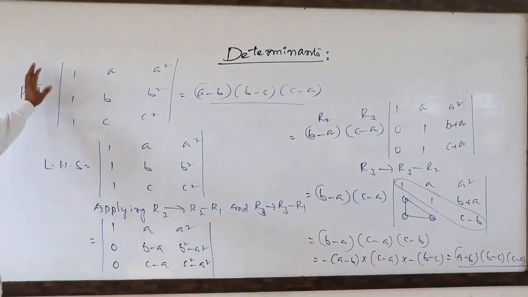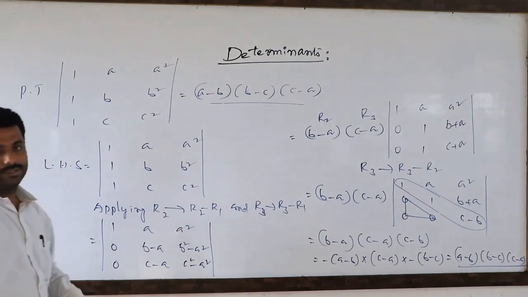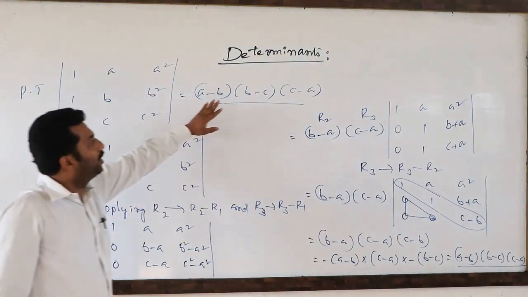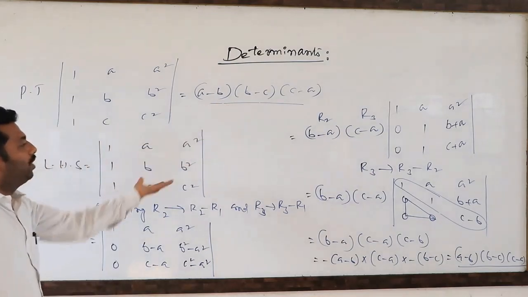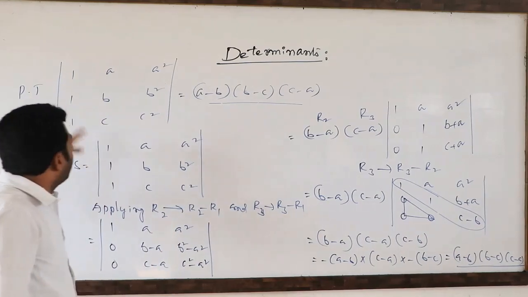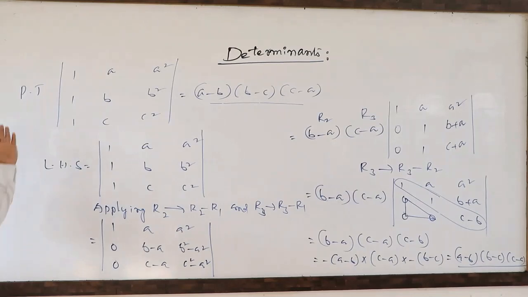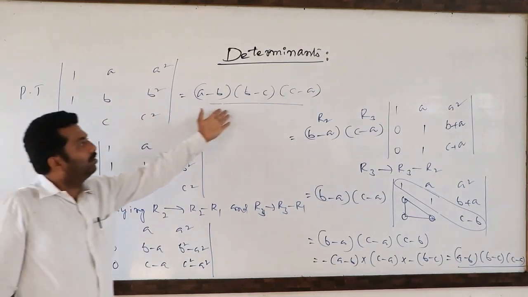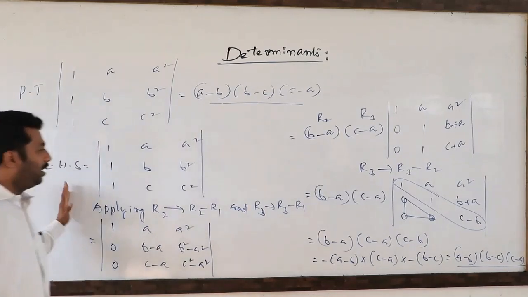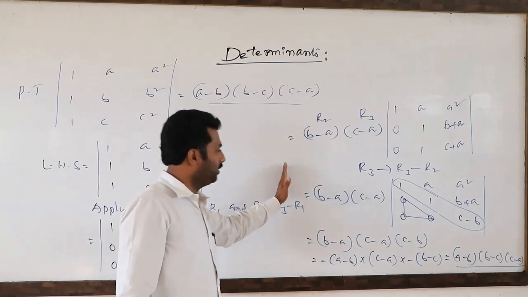So by applying the properties of determinants we calculate like this. Sometimes you can expand directly and get the result. But sometimes they ask, without expanding, find the value of this determinant, or show that, without expanding, this determinant equals (a minus b)(b minus c)(c minus a). That means we have to use the properties of determinants indirectly. So you have to prove it like this. Okay.